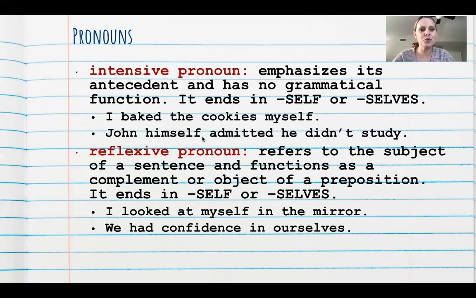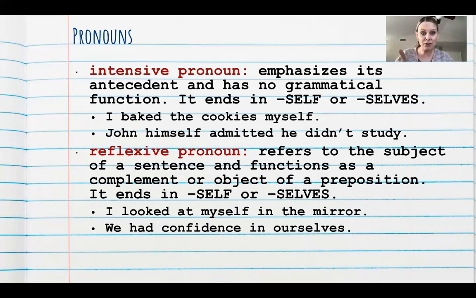So here's an example. I baked the cookies myself. I could just say I baked the cookies, right? So why do I need that myself? What does it do? Well, it doesn't do anything grammatically. I don't need it to have a complete sentence. But what it does do is add emphasis to the fact that I did it. I baked the cookies myself.